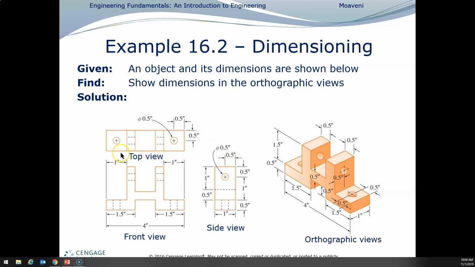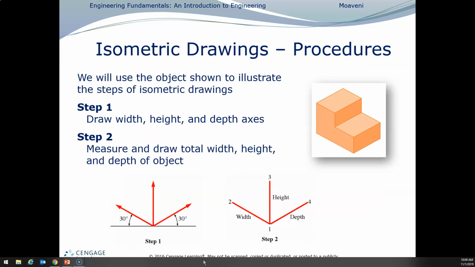So anyway, these are our orthographic views. This over here is an isometric view. If I were to draw an imaginary line horizontal here and it touched the corner of this isometric view, the angle from this edge down to the imaginary line and the angle from this edge down to the imaginary line would be 30 degrees.